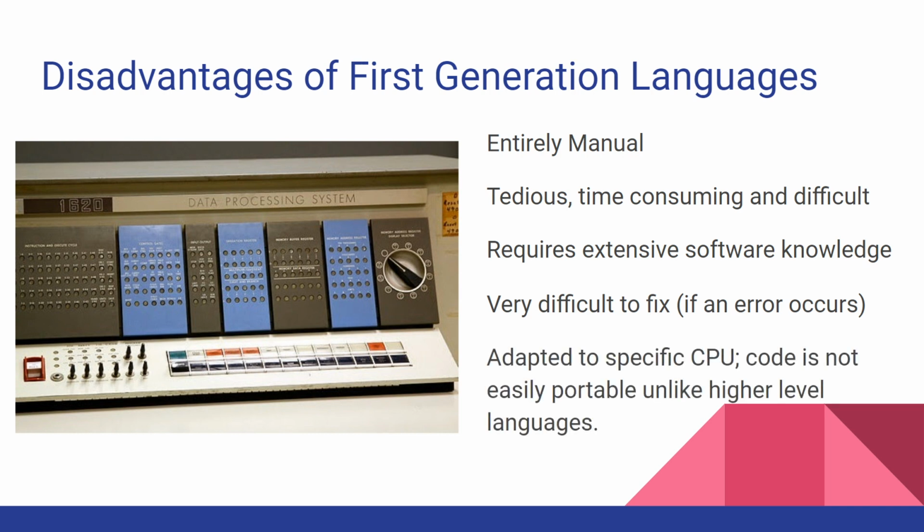The other thing is that each first-generation language was adapted and prepared for a specific CPU. So if you changed your computer from the sample in this picture, the data processing system 1620, to its big brother, the data processing system 1621, shall we say, you would need to recode your system because it's a different CPU. So it was very not portable and very hard to code.